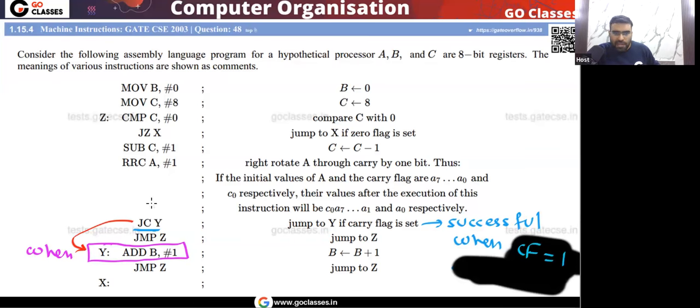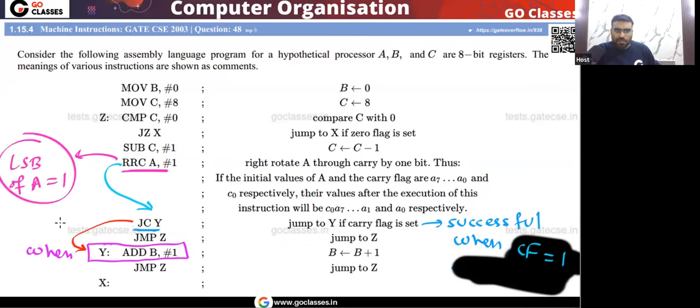Now tell me, when will the carry flag be 1? For this to become successful, what should happen? Here I can say the LSB of A must be 1. Okay, the LSB of A must be 1. Is this clear? Please tell me. So this is the overall thing that is happening.